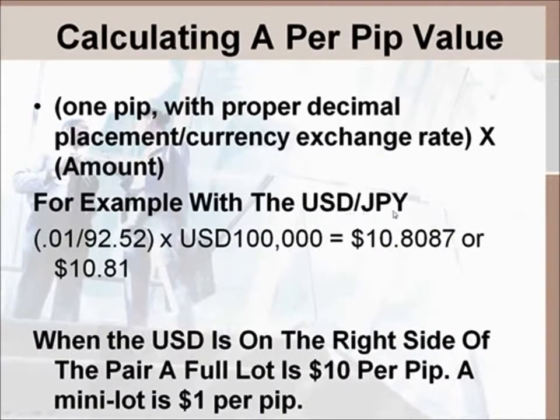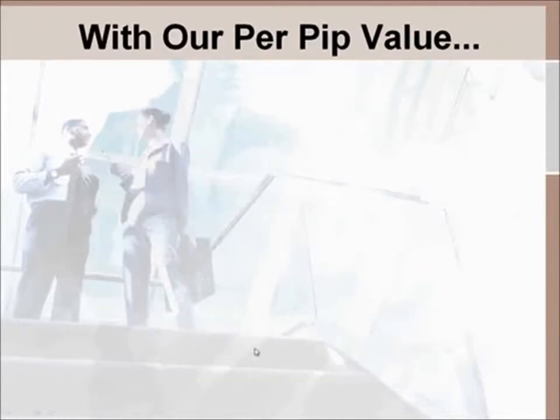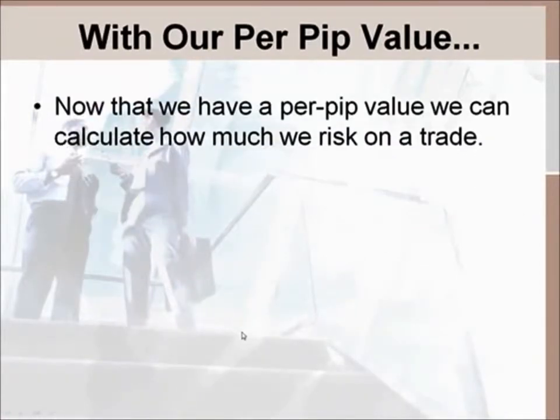Like the US dollar Japanese yen, the US dollar symbol is on the left-hand side. If it's on the right-hand side, such as the euro US dollar, then the per pip value is constant. A full lot is always going to be $10 per pip, and a mini lot is always going to be $1 per pip. So once we have a per pip value, we can move on and we can calculate how much we risk on each trade.